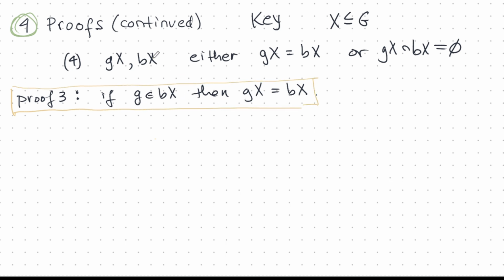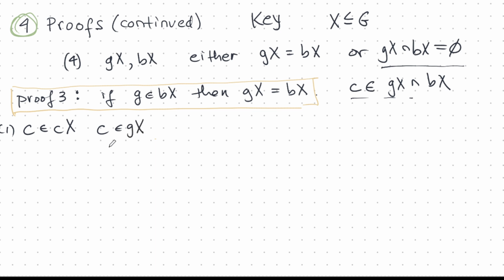Now recall proof 3 that we did above. If g is in the other coset, then the two cosets must be equal. Now let's assume this is not true, it's not empty. So let's assume there is something inside. We'll call it c. c is in the intersection of gX and bX, the intersection of these two cosets. So c is actually in cX because this follows from proof 1. But we also know from this here that c is in gX. Okay, so because of proof 3 now, we can conclude cX equals gX.